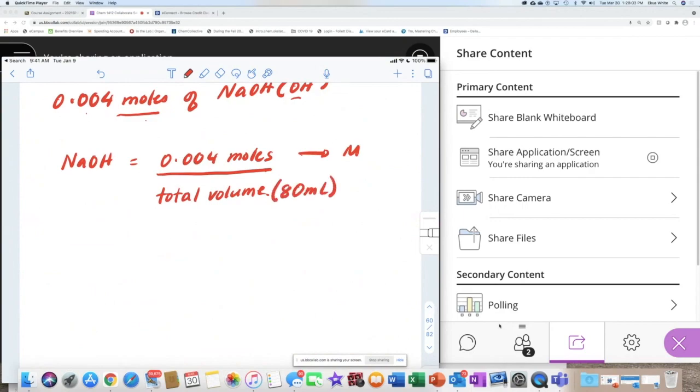But remember, we cannot take moles divided by milliliters. It has to be in liters. So this will be 0.004 moles of OH, right? Divided by, what's 80 milliliters in liters? 80 milliliters, 1 liter divided by 1,000 milliliters.